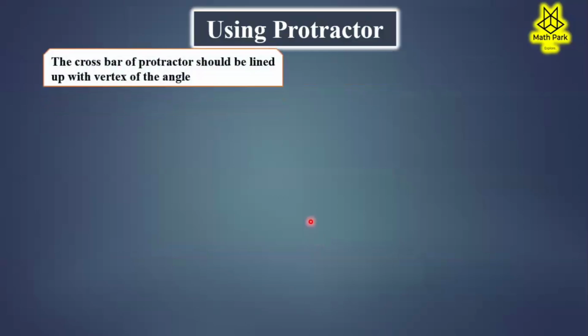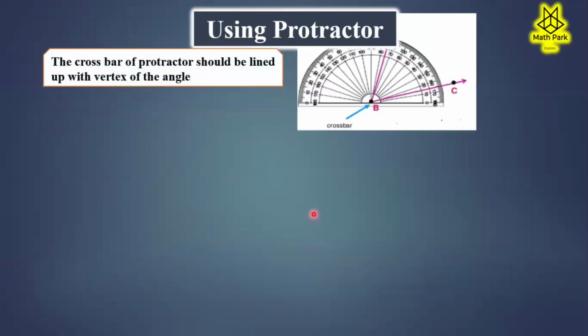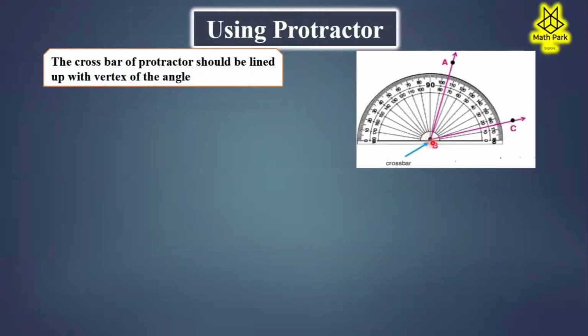How do we measure the angle with the protractor? So this is the crossbar of the protractor. Exactly the center of the protractor should be lined up with the vertex of the angle. So what is a vertex? The point where the two rays meet, where the angle is formed, is a vertex. So we keep the crossbar of a protractor exactly lined up with the vertex of an angle.